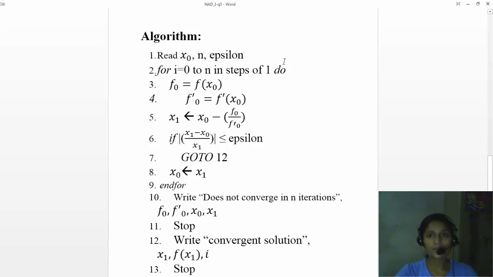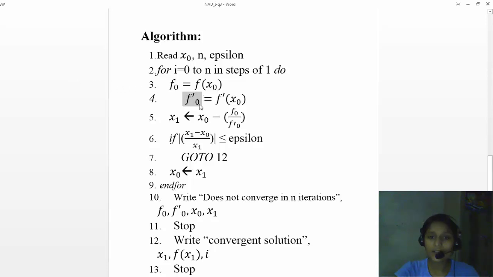Epsilon is the minimum error, that is the minimum difference of two values. This is used to find out whether we are converging or not. Okay, now the next step is 2. For n iterations, what we are going to do is find the value of the function at x0, that is the initial guess. The function is the cubic function which we provided in the procedure.